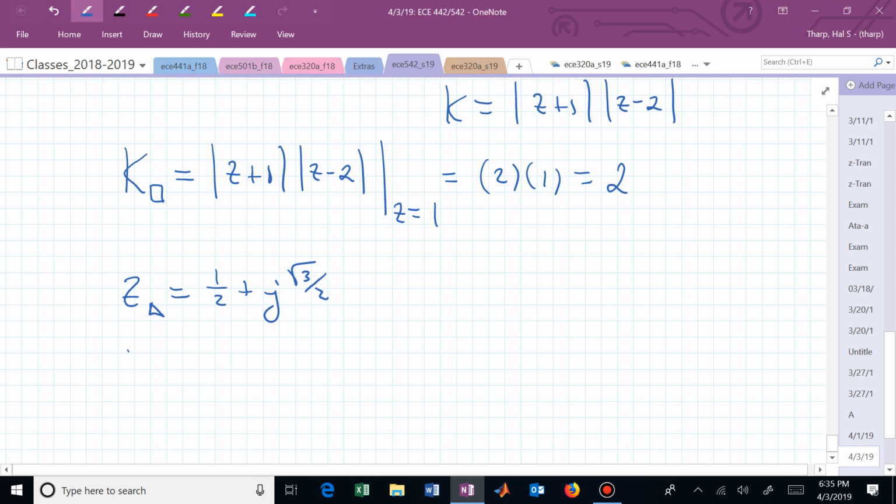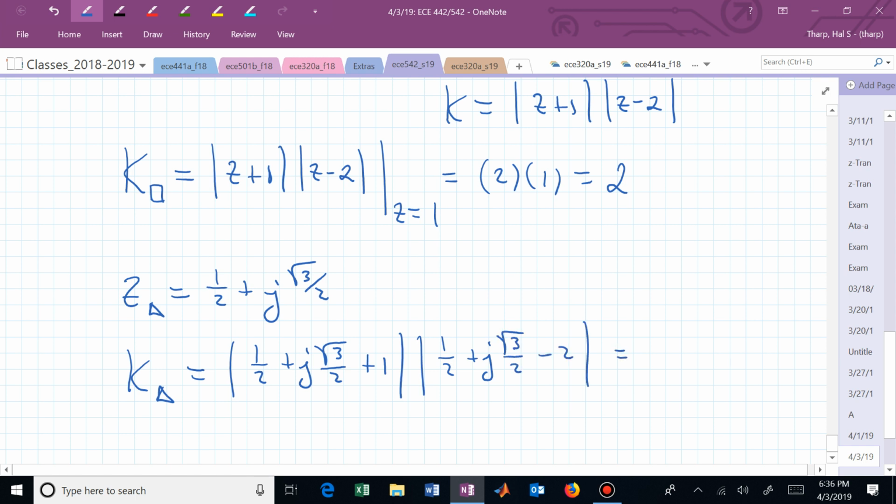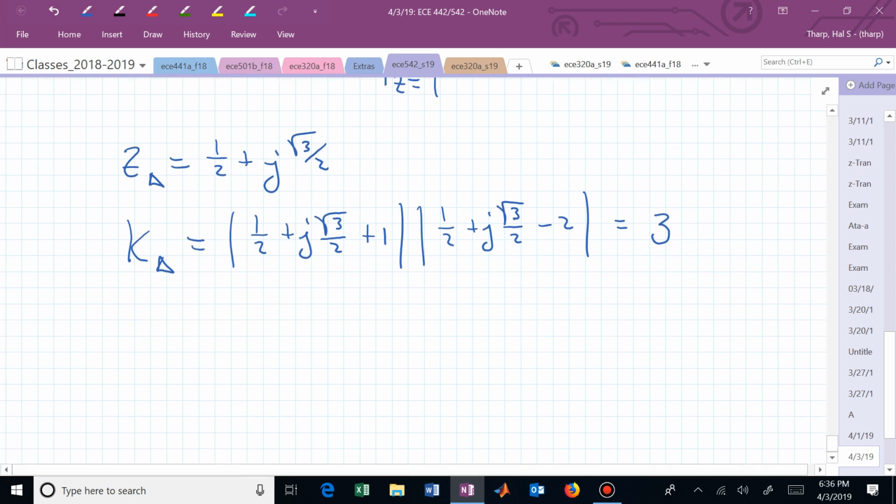And if you plug that in for k triangle, do you see that the real parts are going to be the same? They're going to be 3/2. And then I'm going to have the square root of 3 over 2. And I think if you run through the numbers, you'll end up with k triangle being 3. So that's now our range of k for stability. If we get bigger than 3, we go unstable.